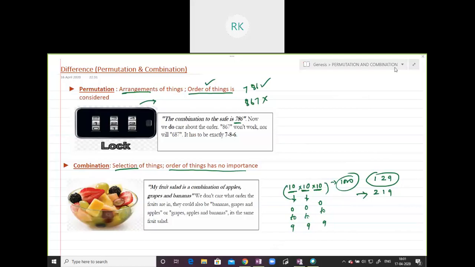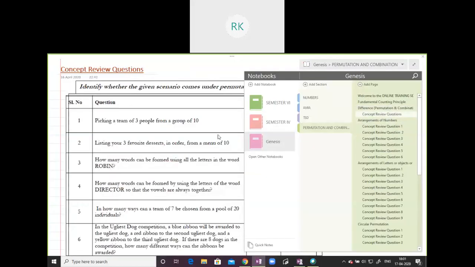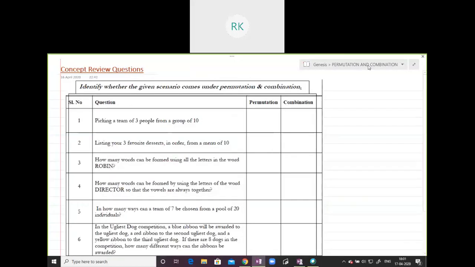Right. Look at this here. Now, can you tell me which example belongs to combination? Navin sir was talking, I think this one also. So, can you tell me? Very first one. Picking a team of three people from a group of 10. What should be? Combination. Group. Great. Listing your three favorite desserts in order from a menu of 10. What should be? That is a permutation. How many words can be formed using all the letters in the word Robin? What should be? Again, the permutation.